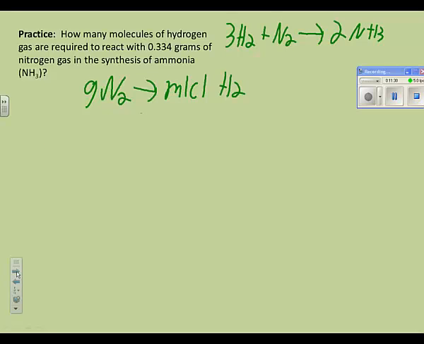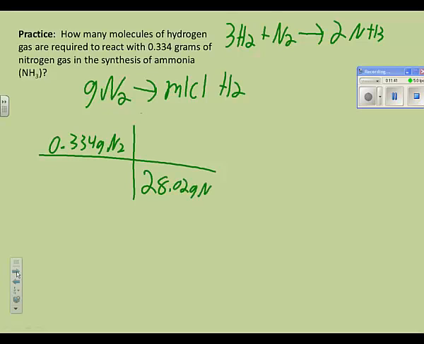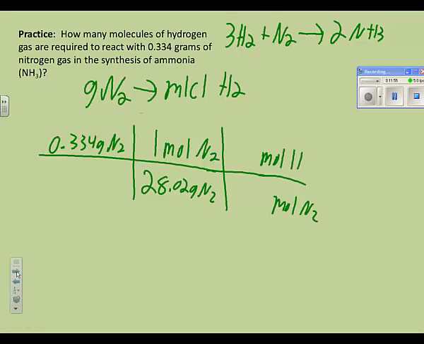So once again, you start with your given, 0.334 grams of nitrogen gas. We're given grams, so we're going to use the molar mass of nitrogen gas, which is 28.02 grams of nitrogen gas to 1 mole of nitrogen. You're going to do your mole ratio. So we've got moles of our given going to moles of our destination. The coefficient of our given, nitrogen, is a 1. The coefficient of our destination, hydrogen, is a 3.